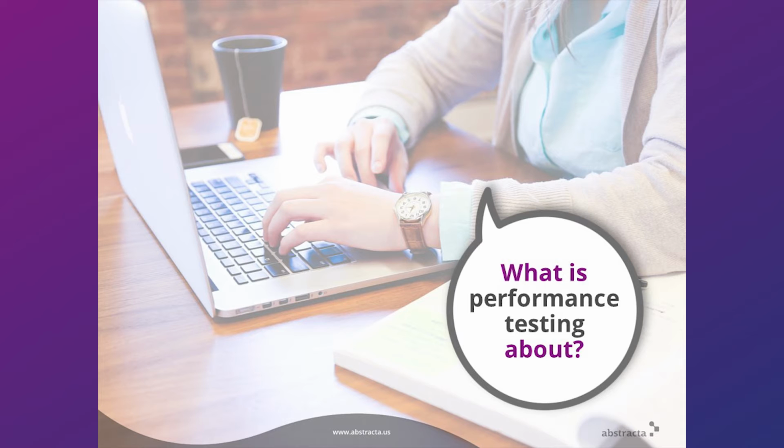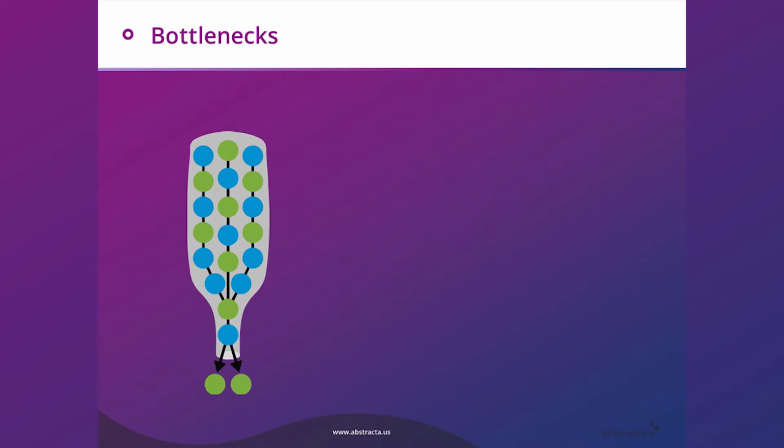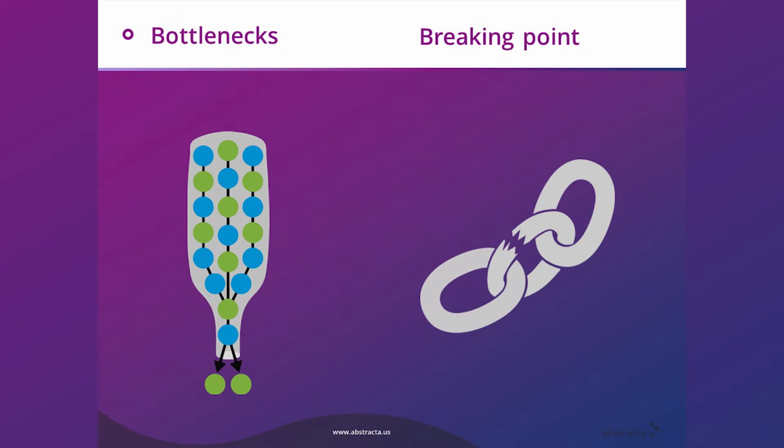During the simulation, we need to do some measurements, because as this guy says, what we don't know is what gets us killed. So we need to measure different aspects of the performance during the simulation in order to be able to detect things like bottlenecks. In this case, we have a picture of a bottle because it represents, in the case of a software or a system, the thinner part of our system that doesn't allow it to be faster. Another thing that we want to detect during our performance tests are breaking points, so what's the amount of load that our system is able to handle without degradation. These are some of the things that we want to be able to detect during our performance test, and that's why we need to measure.